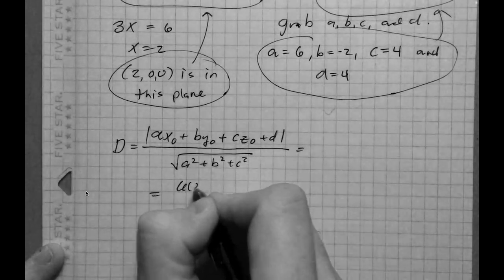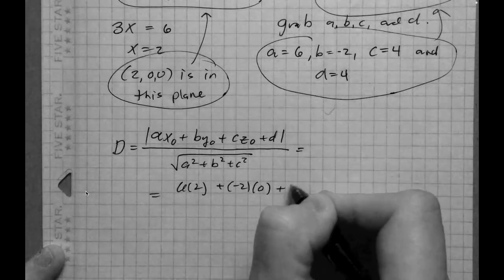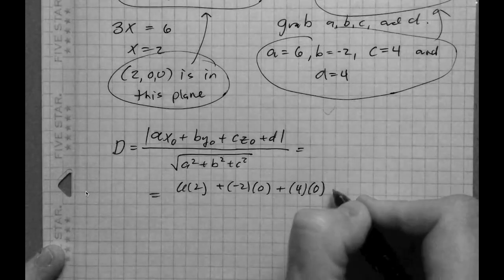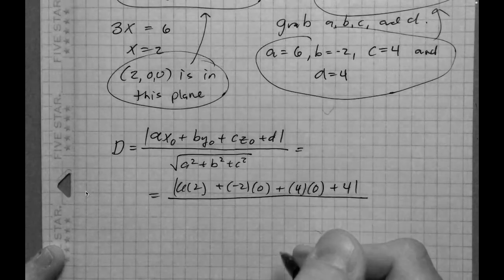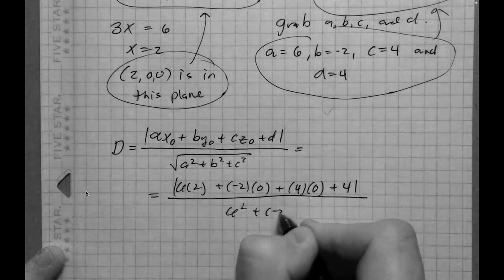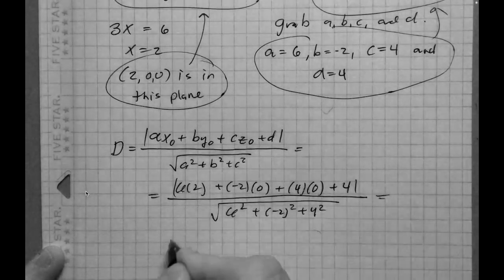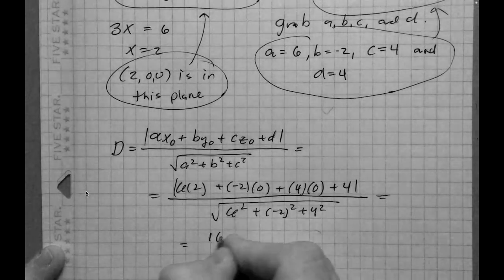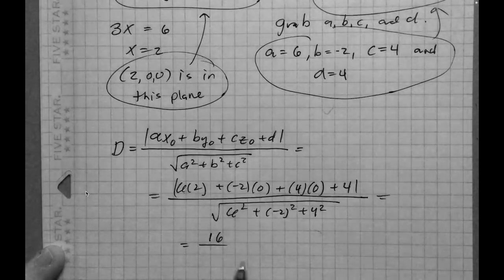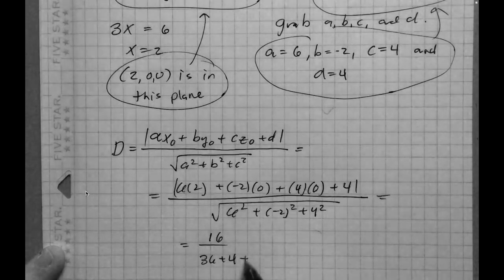Plug and chug here, right? So it's the absolute value of 6 times 2 plus -2 times 0 plus 4 times 0 plus d, which is 4, divided by the square root of 6 squared plus -2 squared plus 4 squared. And what do I get? 12 plus 4, so I get 16 on the top. And then this would be 36 plus 4 plus 16.